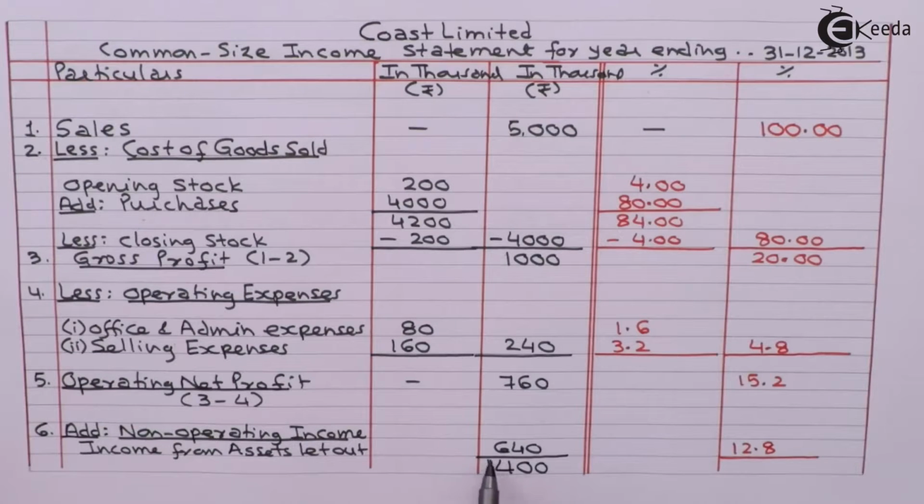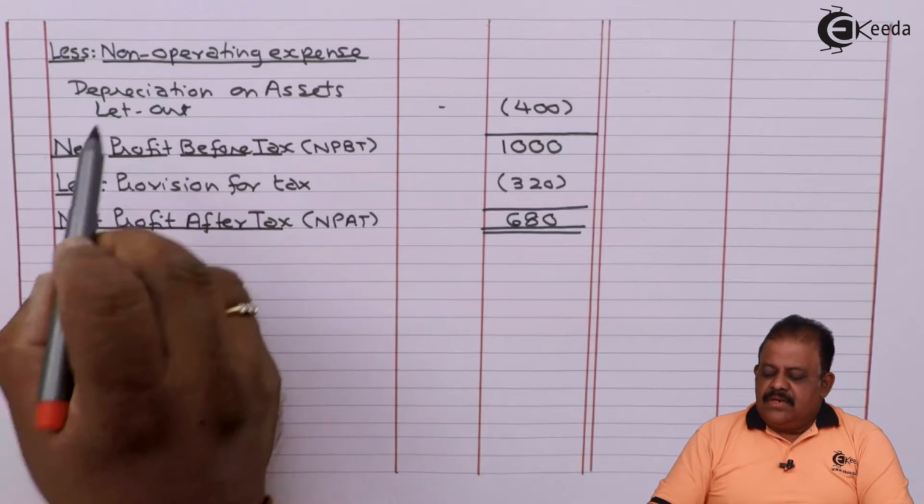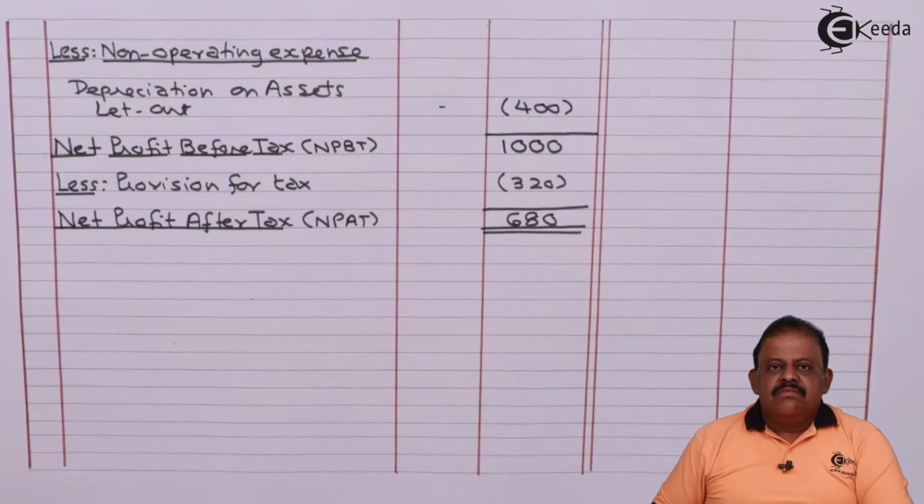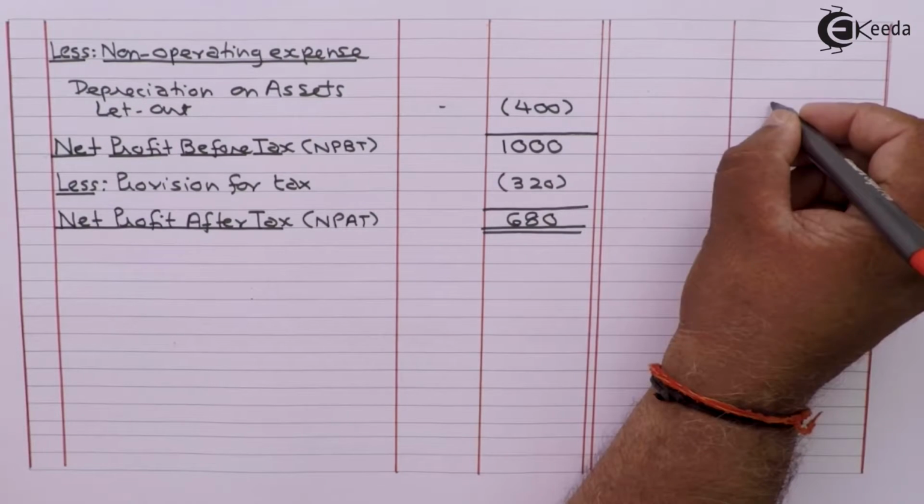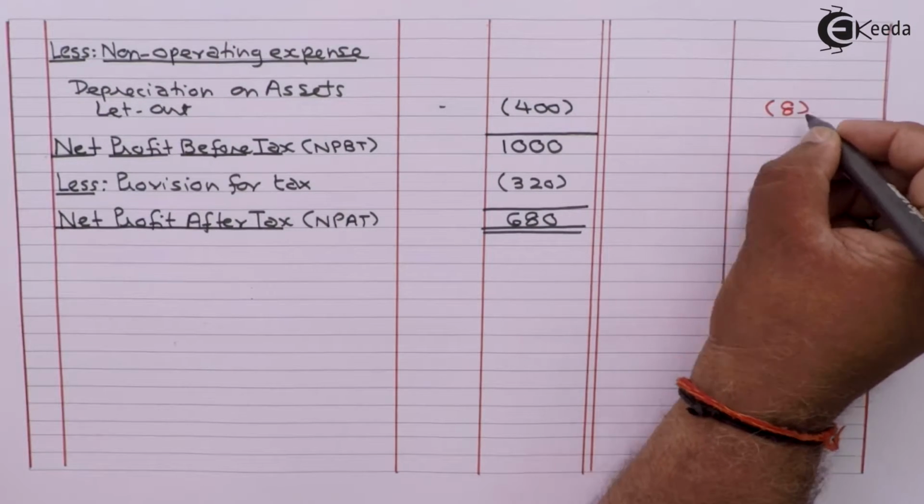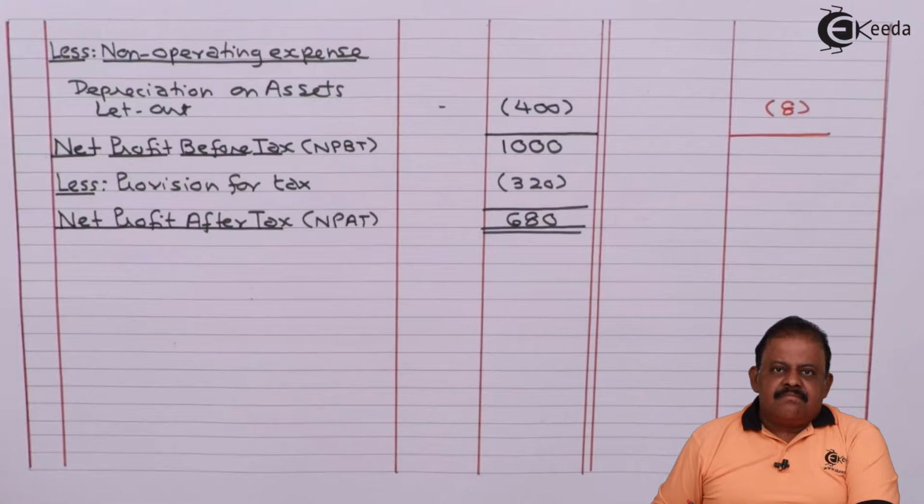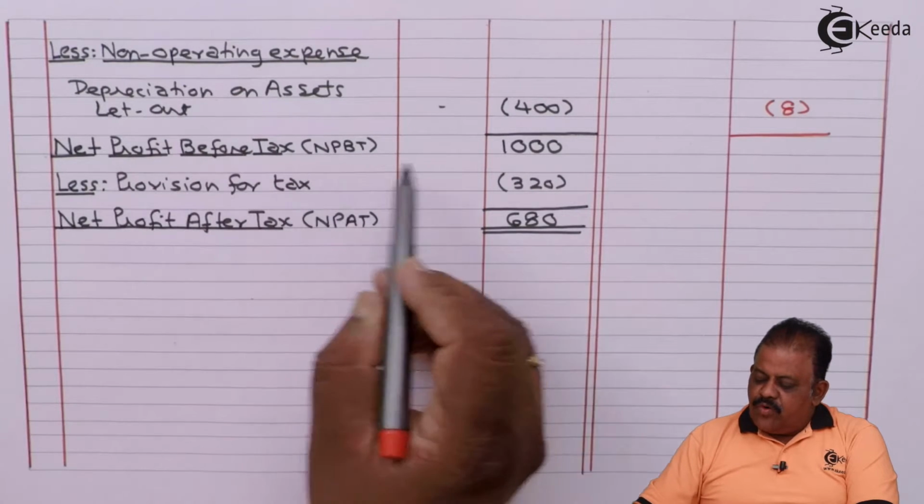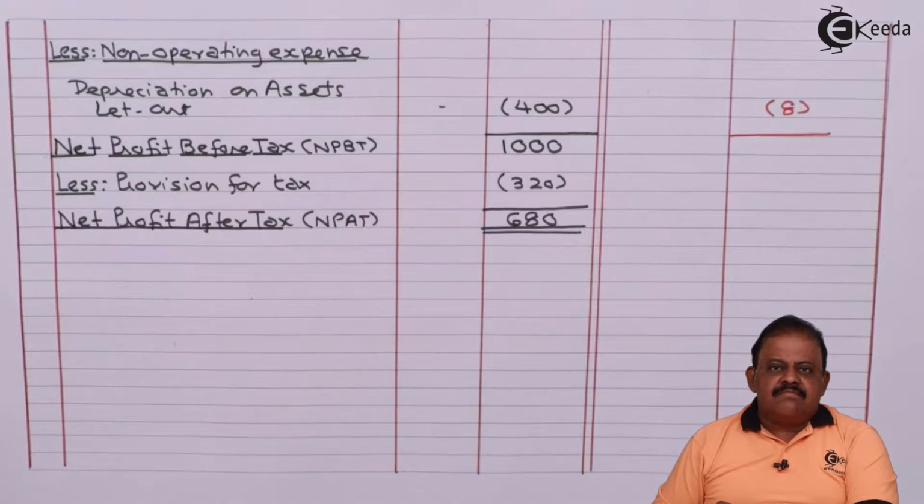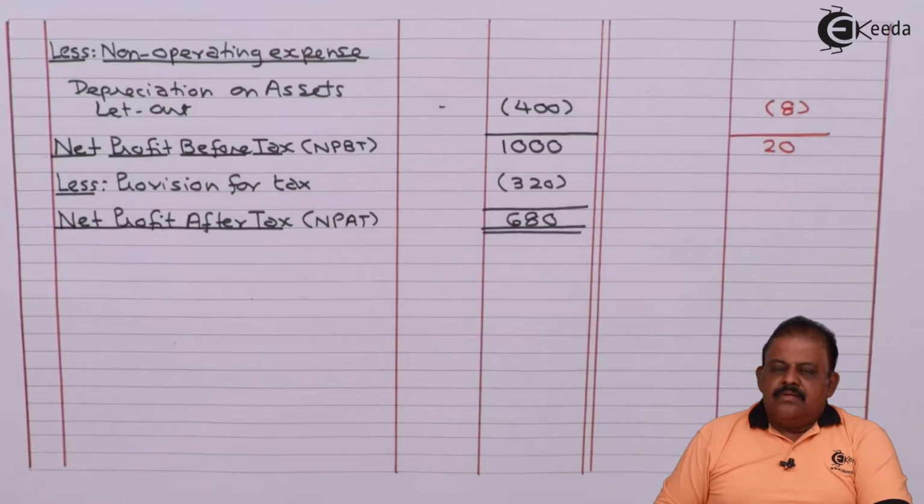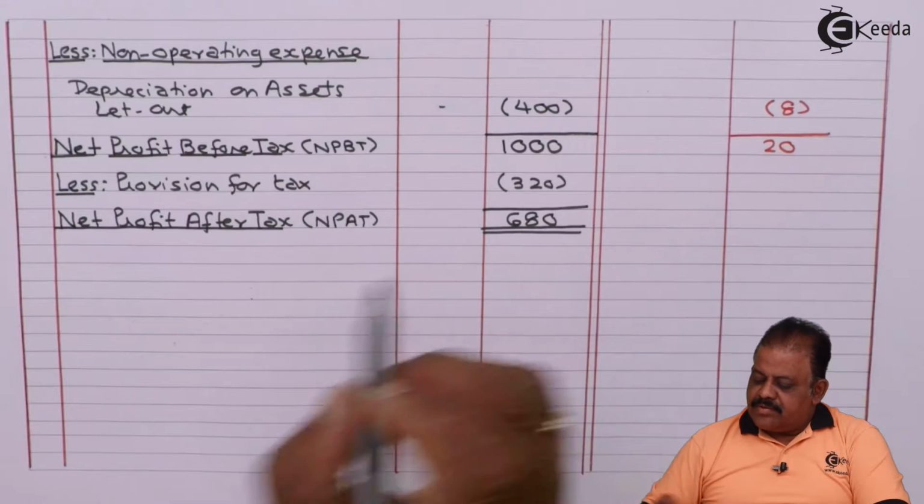After adding non-operating income, it is 1,400,000. It is 28%. Non-operating expense, depreciation on asset let out 400,000. It is 8%. Net profit before tax 1,000,000. Net profit before tax 20%.